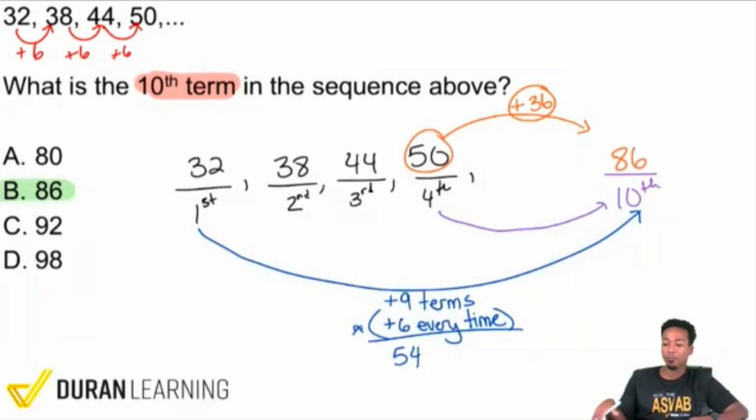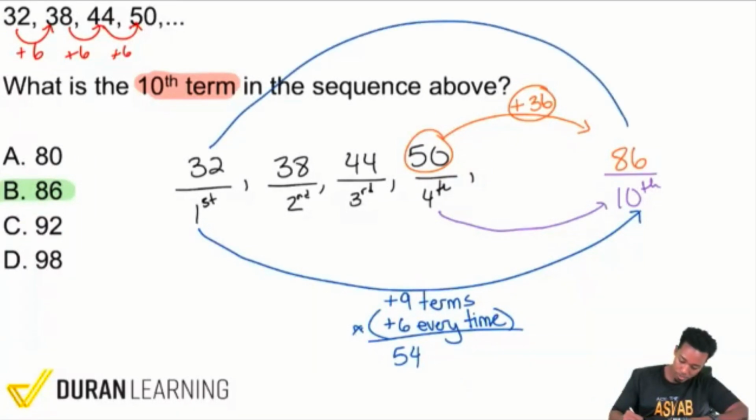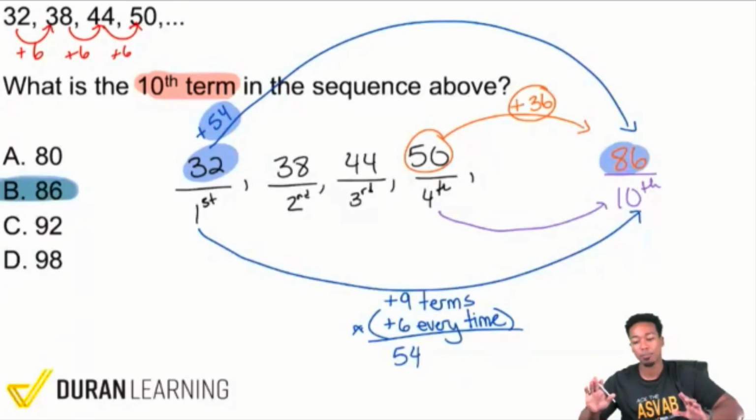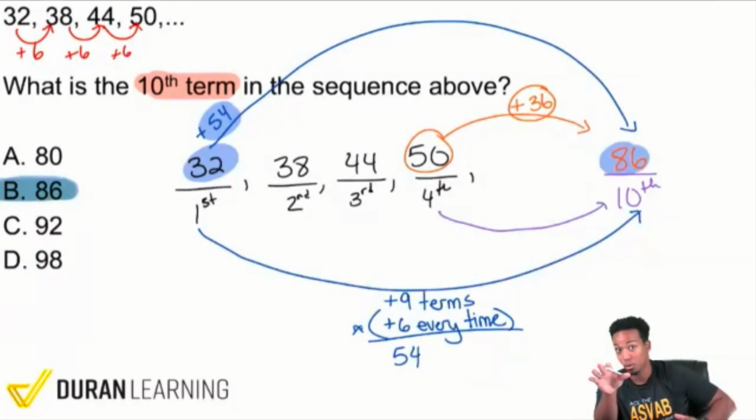And everybody, 54 in this case is considered the what? It's considered the jump here. That's what we're jumping by. So I'm going to add 54 here, which doesn't make things hard at all. We're nice and good. 32 plus 54 still gives us that 86. Nice and easy.